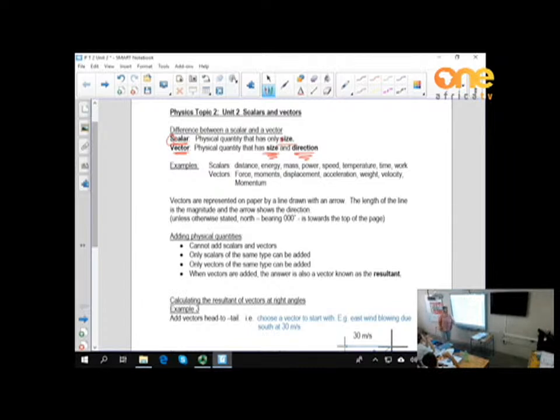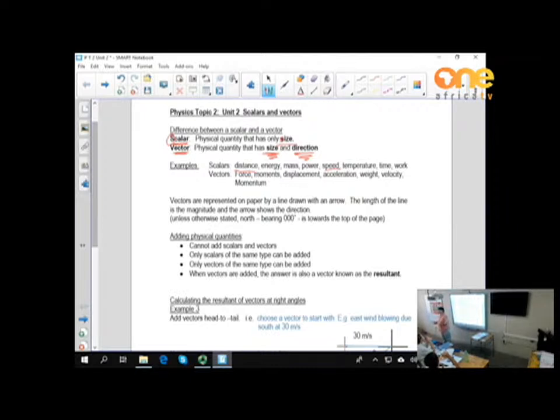Examples of scalars. Distance is a scalar. Energy doesn't have direction. We use energy, we convert energy. Mass is the amount of matter in a body. It doesn't have a direction. Power is the rate at which energy is converted, but it doesn't matter whether it's up or down or left or right. There is no direction to it. Speed is a scalar quantity, and we'll come back to speed and distance when we carry on. Temperature. Room temperature, 25 degrees today, more or less, doesn't have a direction.